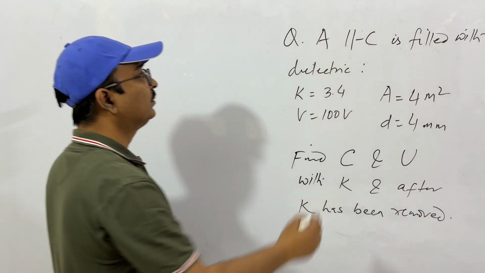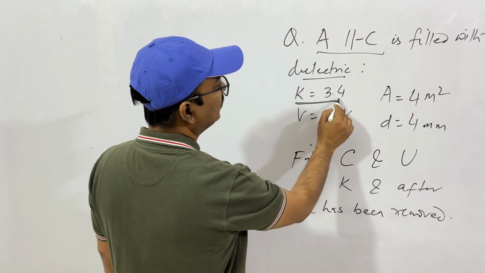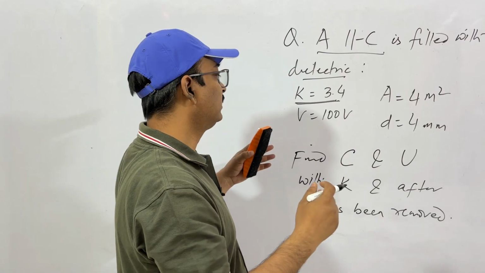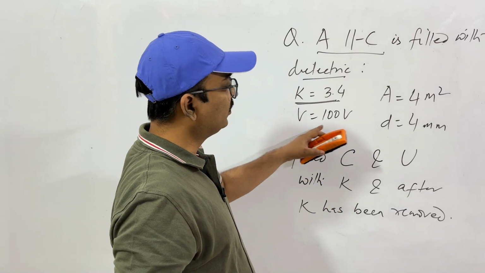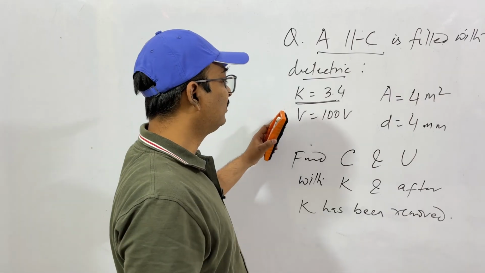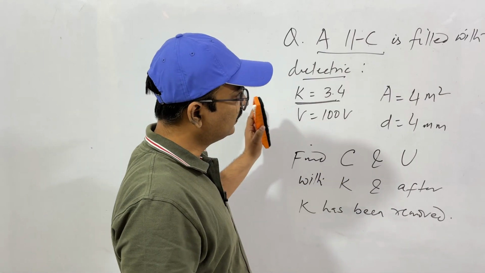Now let's see. We have a parallel plate capacitor. It is filled with a dielectric, dielectric constant is 3.4. We connect it to a battery of 100 volts, that is, it is charged up to a voltage of 100 volts. Find capacitance and electric potential energy. This is the first part.